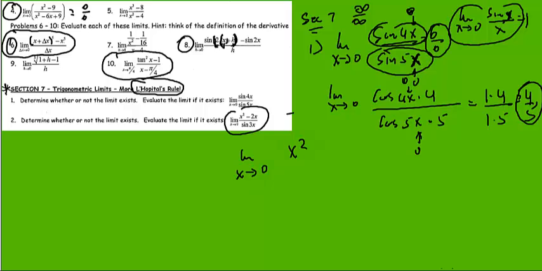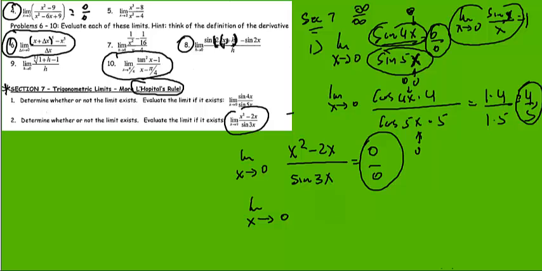Alright, so let's do the second one, where I have the limit as x goes to 0 of x squared minus 2x, all that over sine of 3x. Again, when I plug in 0 on the top, I'm going to get 0. When I plug in 0 on the bottom, I'm going to get 0. So when I get that, I can use L'Hopital. So I have to establish that first. I can't just jump to L'Hopital's rule. If I don't get 0 over 0 or infinity over infinity, I can't use L'Hopital's rule.